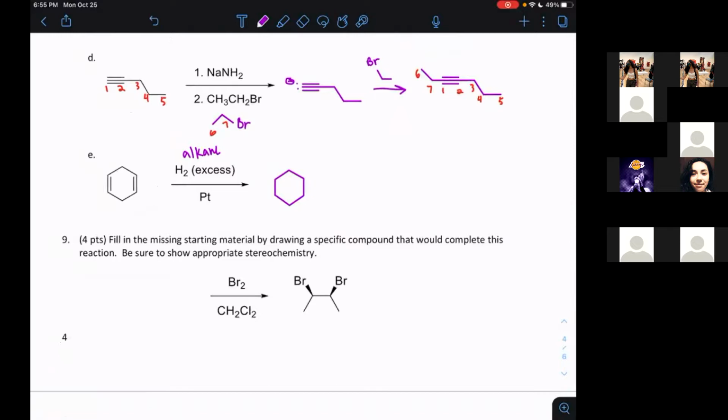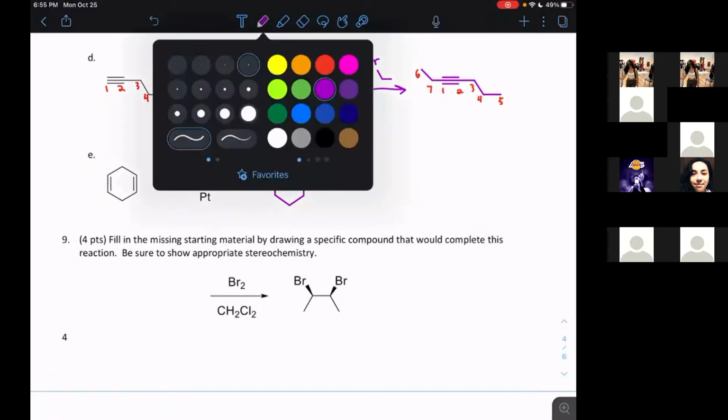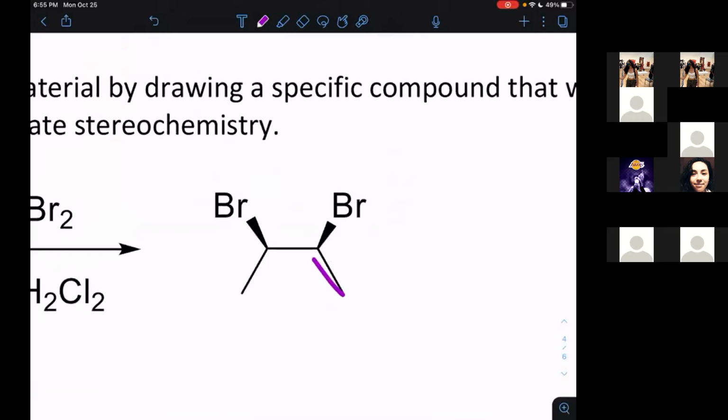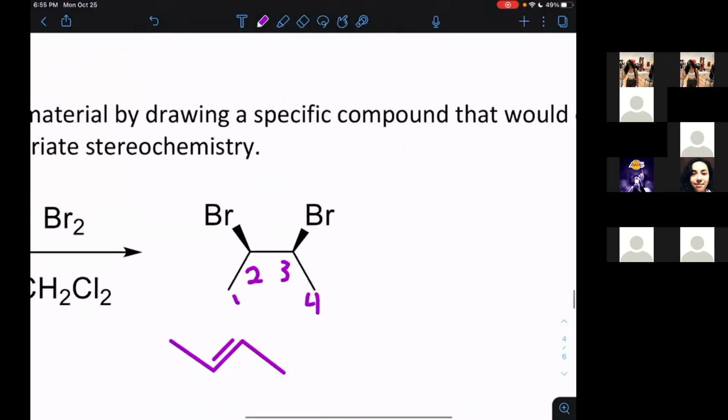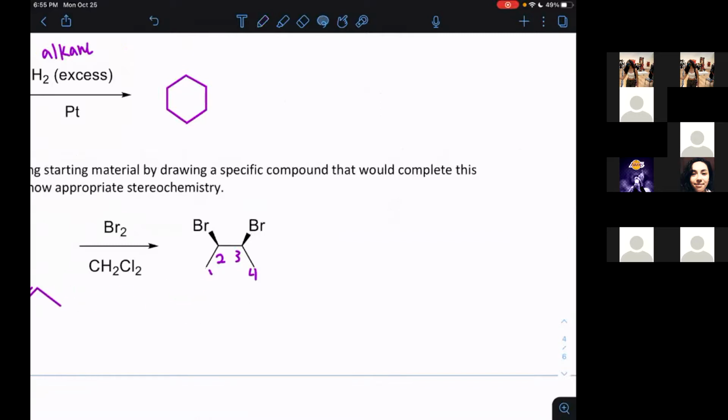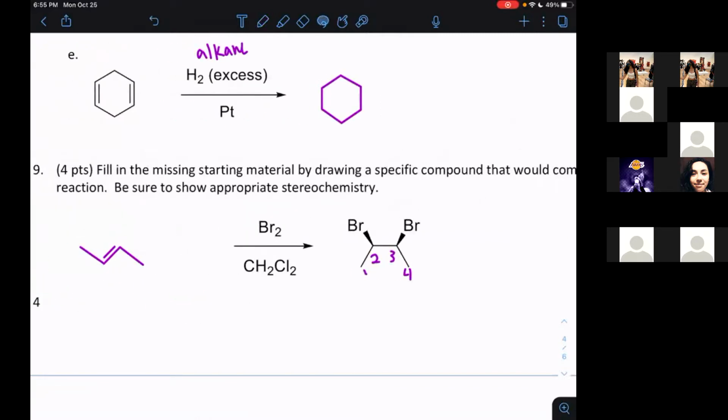So then number 9, draw the missing starting materials. So Br2 just adds to each side of a double bond. I think technically it would be in the structure it was in the first place. So halogenation is anti-addition, was it? Okay, here, wait, let me see. I'll just put that there for now. Okay, really? Yeah. Okay, cool.